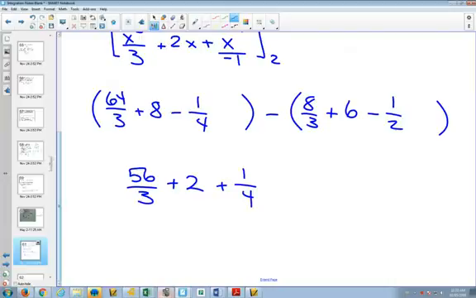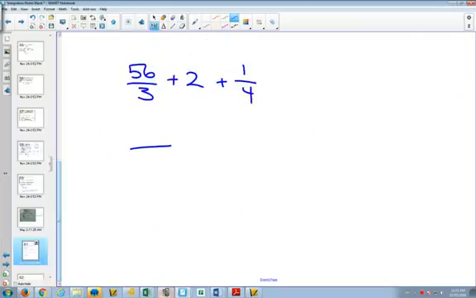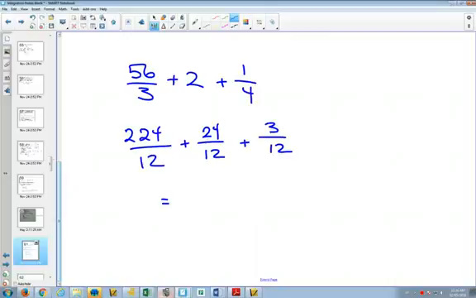And now I'm going to look and say, do I still need to get a common denominator? Yes, I will. So I'll put everything over 12. So multiply those by 4. So we get 251 divided by 12. Now we're going to check to see if this is what our calculator gives us.